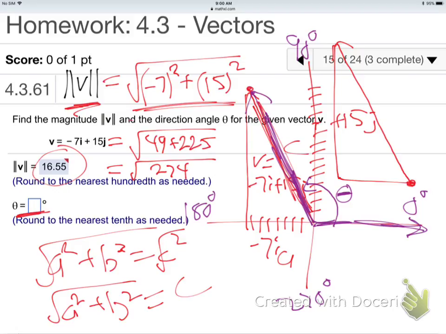And so this is another way you can specify a vector. There's basically two ways you can communicate a vector. You can say it's minus 7i plus 15j, meaning it's back 7, up 15. That's one way to communicate a vector. The other way is to say it's 16.55 long, and it heads in whatever this angle's direction. So you could go back 7i plus 15j, or you could say it's 16.55 long and the angle it's aiming at is whatever angle.